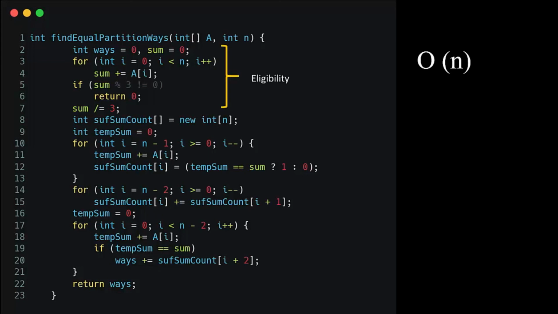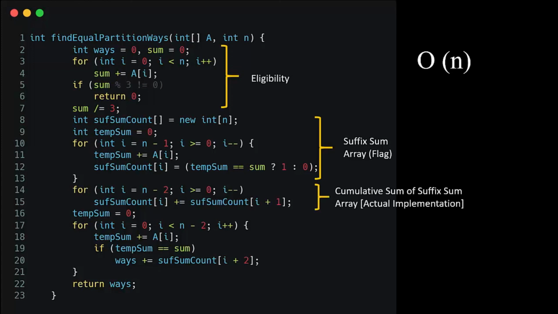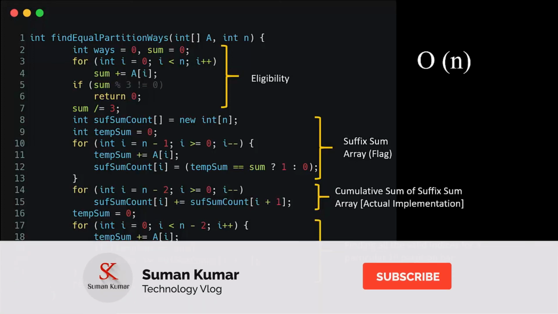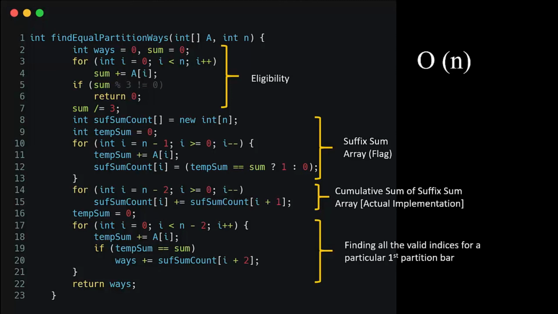This part basically checks the eligibility, whether we can process this array to divide it into three parts or not. And this part will build the suffix sum array with flags. First, wherever we find the value 3, we place the flag over there, and after that we do the cumulative sum in the suffix sum array. Now this is the location where we find all the valid second partition bar locations for a particular first partition bar. So this is the actual solution which will give you O(n) time complexity, and you can take a screenshot of it for implementation purposes.